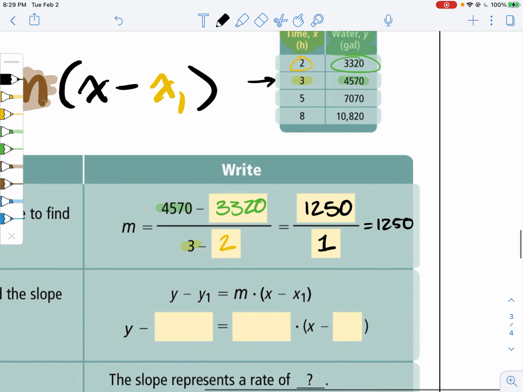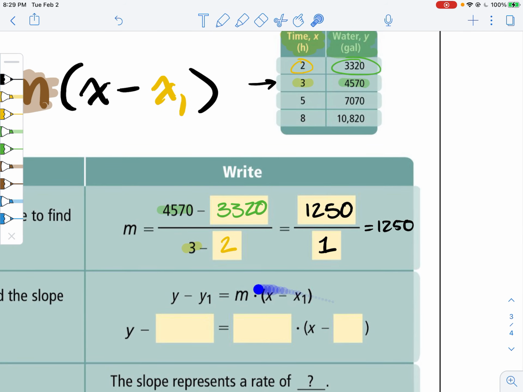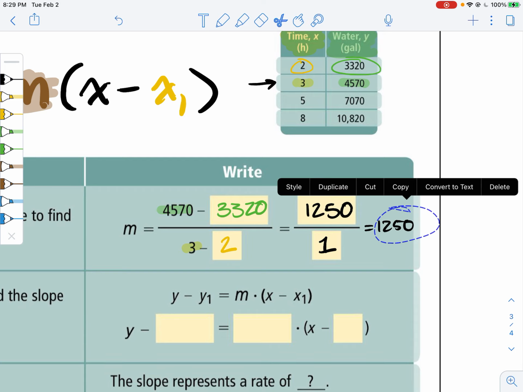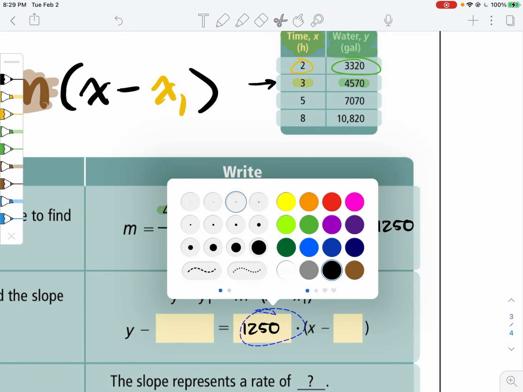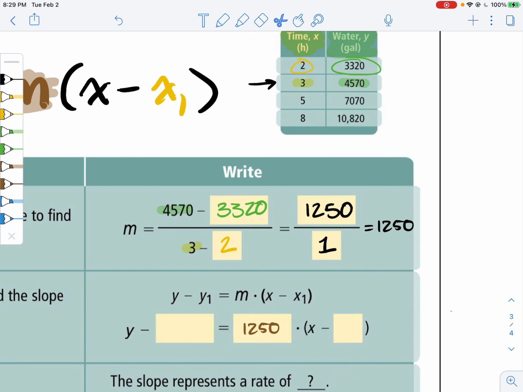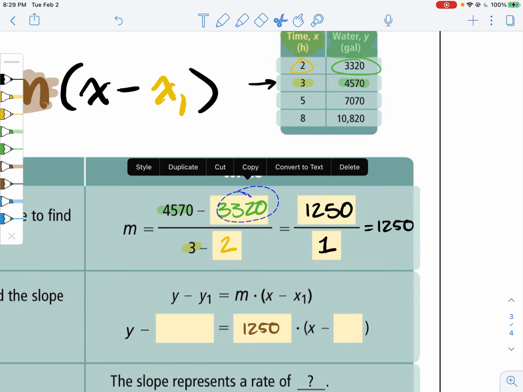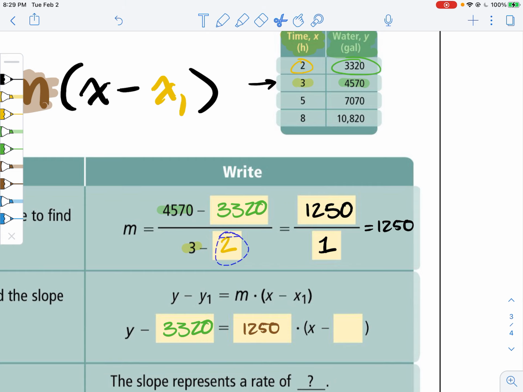And now all we need to do is pick a point and plug our information into our point slope form. Well, we know our slope. Just figured that out. So I'm going to put that right there. Now we really just need to pick literally any point. I like to pick the smallest numbers, so let's go with these. We got 3320 for our y and 2 for our x.